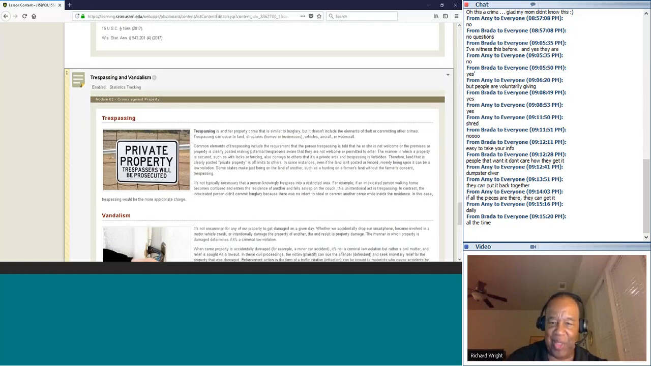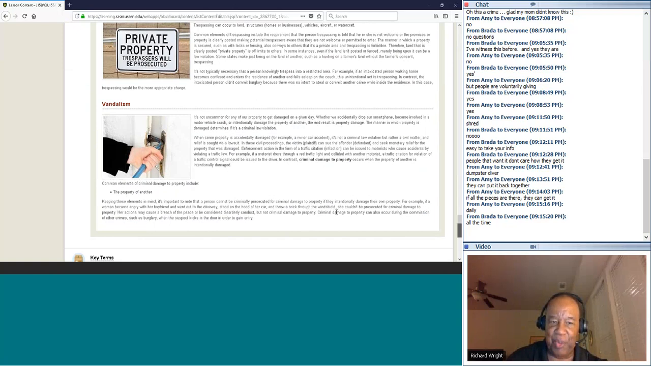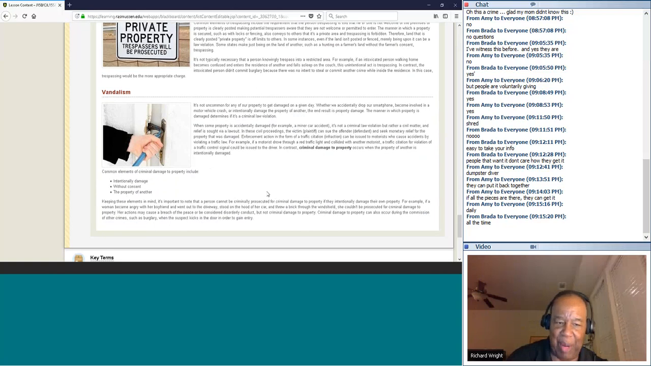Trespassing, we already talked about. You don't have to have a sign. You just have to, areas that are private or restricted, and those kinds of things people do. Vandalism, damage to property: intentional damage, without consent, to the property of another. Those are the common elements of criminal damage. Intentionally damaging without consent.